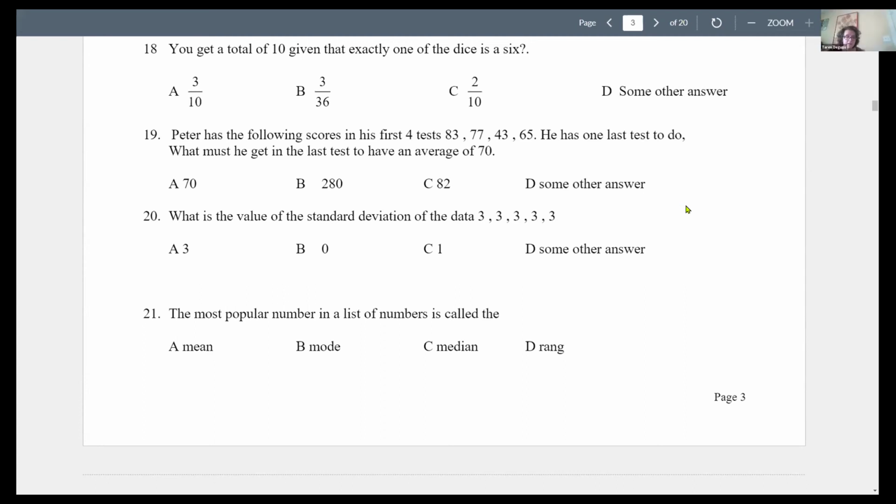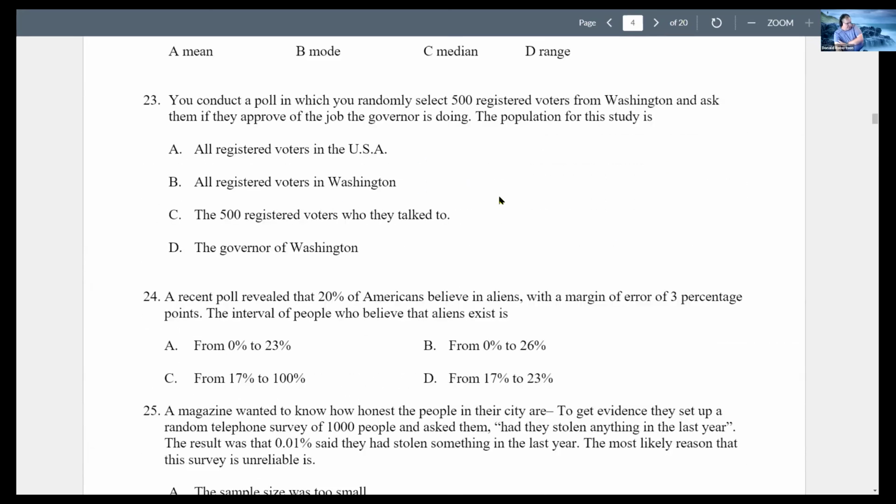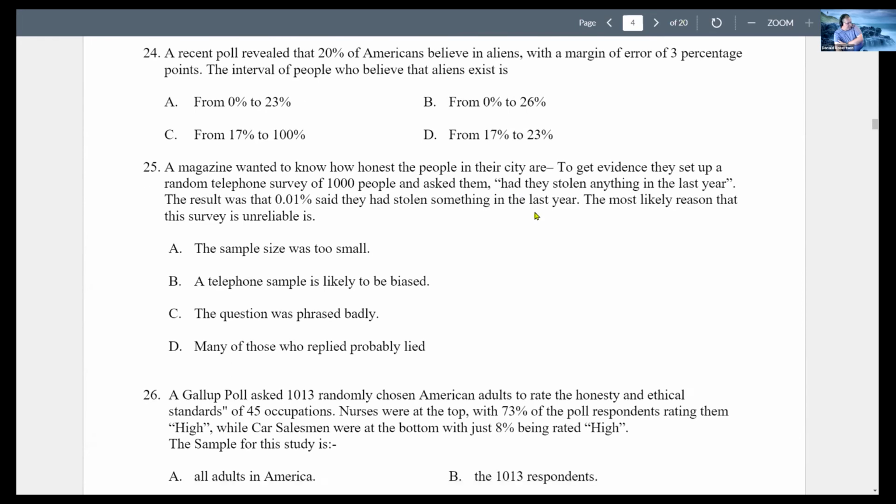I think it's B, right? Yes, it's 0. Correct. What? Isn't standard deviation measuring how much variation, how much spread there is in the data? There isn't any, so it's 0. So you should be able to do that question relatively quickly.